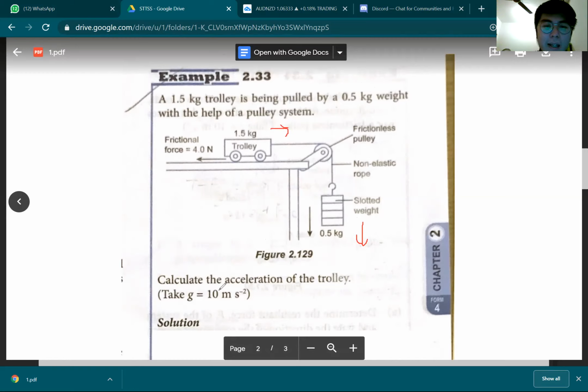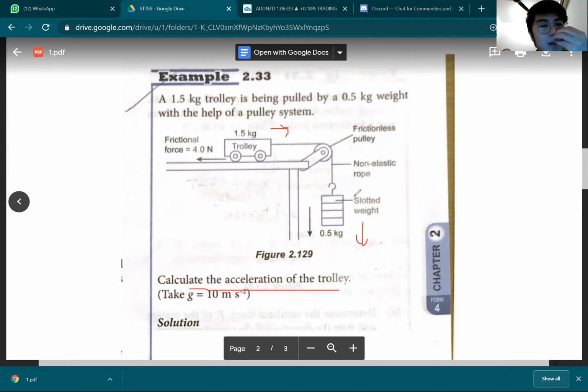Now calculate the acceleration of the trolley. How do we do that? The first thing you want to do when you encounter this type of question is to see how many objects are in the diagram, how many objects in the system. For this typical system, there are two objects. One is the slotted weight and another one is the trolley. When you have two objects, you have two equations of motion. If you have three objects, you have three equations of motion.